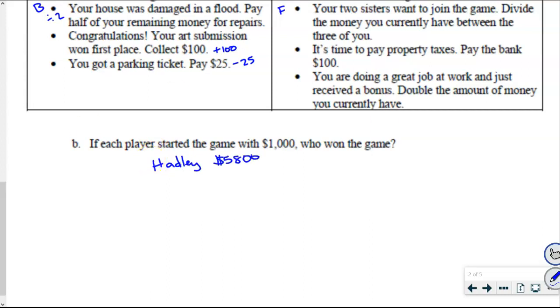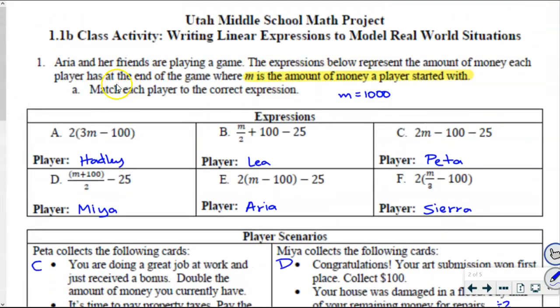Okay, and to be a good note taker, I'm going to go ahead and put down the amounts for each one. This was 5,800, 575, 1,875, 525, 1,775, and Sierra, not counting Sierra's sisters, but Sierra, 466 and 67 cents. Okay, let's move on.